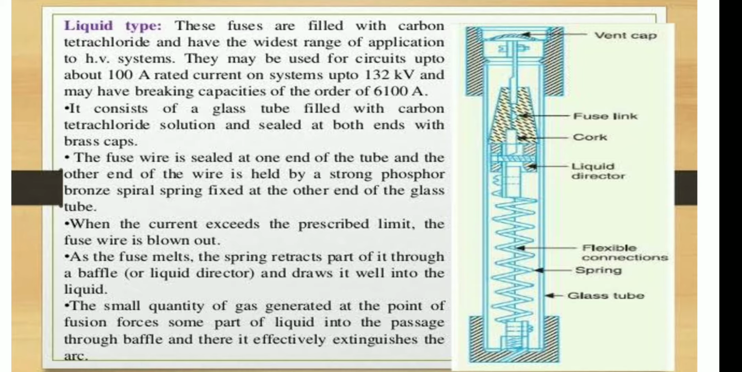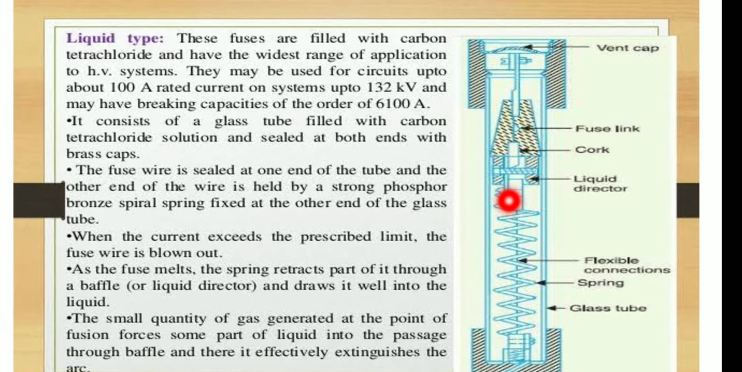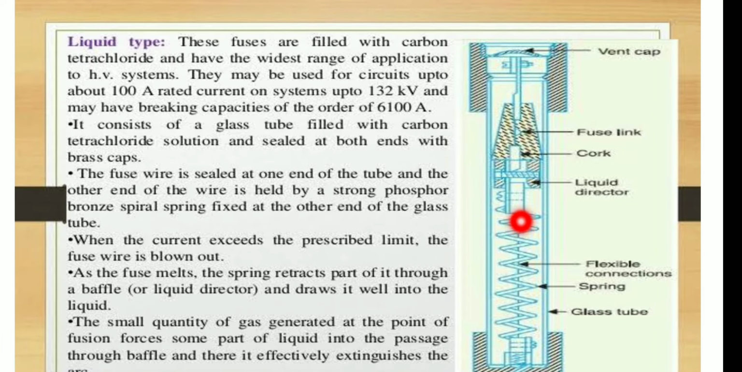Next thing is the fuse wire. Which kind of fuse wire? Either tin or lead or silver, anything. For this fuse wire, inside there is a flexible connection they are showing here. So one line is there, that is nothing but the fuse wire. This fuse wire is connected, sealed at one end, at the end of the tube, and the other end of the wire is connected. The other end of this fuse wire is nothing but the flexible connection. The other end of this fuse wire is connected to another metal cap through what? A phosphorus bronze spiral spring at the other end of the glass tube.